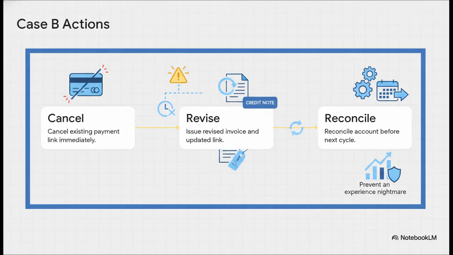When you spot this kind of SaaS error happening, you have to urge immediate action. Step 1, cancel the existing payment link immediately. Stop the error before the customer even completes the transaction. Step 2, issue a revised invoice and send an updated link that actually reflects the credit note. Step 3, and actually this is super important, you must reconcile the account before the next billing cycle. Doing this prevents an absolute customer experience nightmare and saves your client from incredibly messy reconciliations later on.